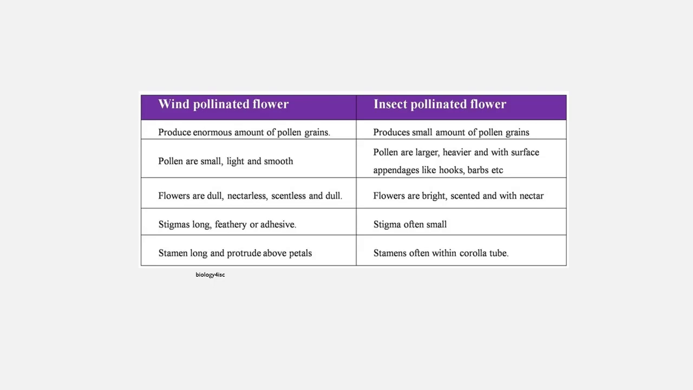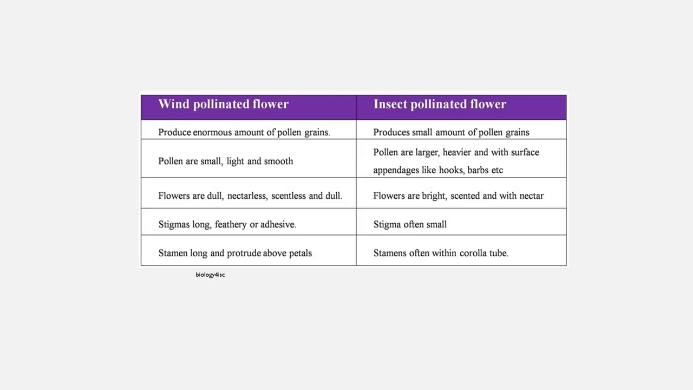Okay, so we've got wind-pollinated flowers and insect-pollinated flowers. Wind-pollinated flowers produce a large amount of pollen grains. They're very light and smooth. The flowers don't really have much of an appearance. They're usually called insignificant. They don't have any scent, but the stigmas are long, feathery, or adhesive, and the stamens are long and protrude above the petals.